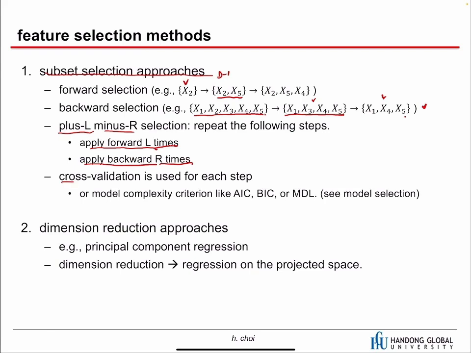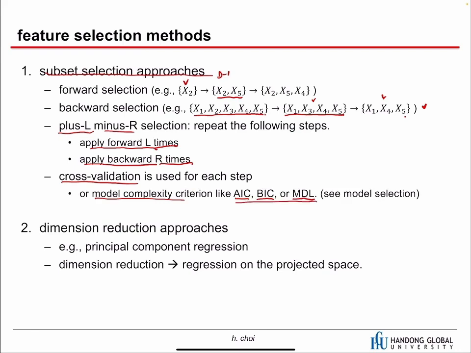And also we can use cross-validation for each step to evaluate which one is better. Or we can apply a model complexity criterion like Akaike information criterion or Bayesian information criterion or minimum description length. Okay, so these are model complexity criteria.